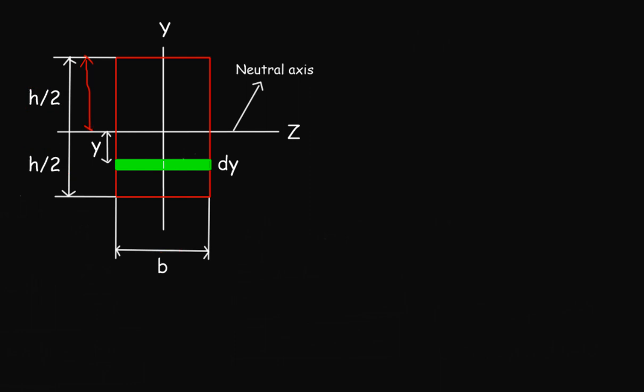Now let's look at how you are going to derive the formula for the second moment of area for this rectangular cross section. The formula for the second moment of area is given as I equals area times the square of the perpendicular distance from the axis of rotation. In this case the axis of rotation is the z axis, so I'm going to indicate it here. This will be the formula.